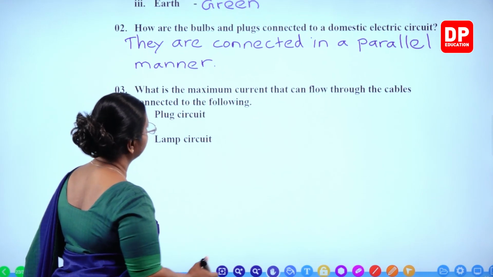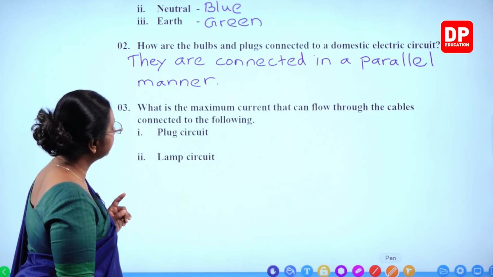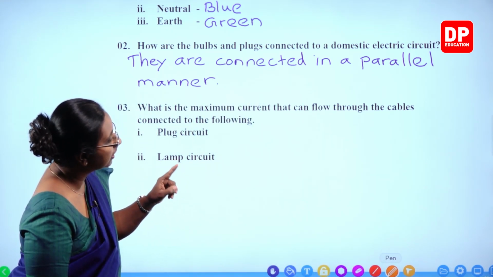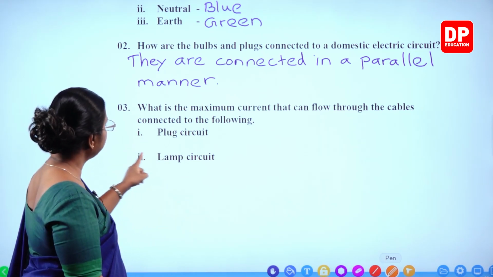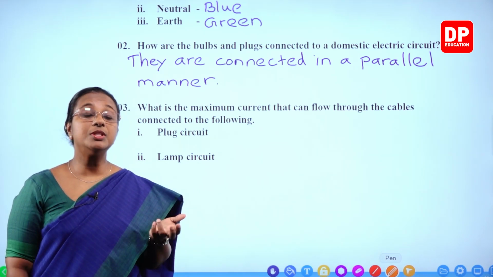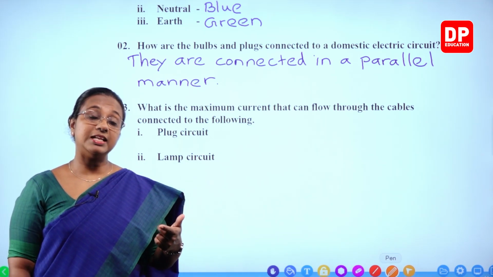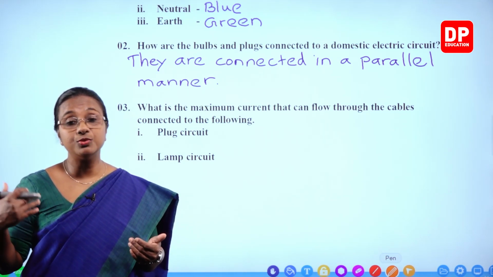That is the third one. What is the maximum current that can flow through the cables connected to the following? So here plug circuit and lamp circuit. When we say plug circuit, you all know the maximum current that can flow through that is 13 amperes. Because the electrical appliances, they need to use more current.